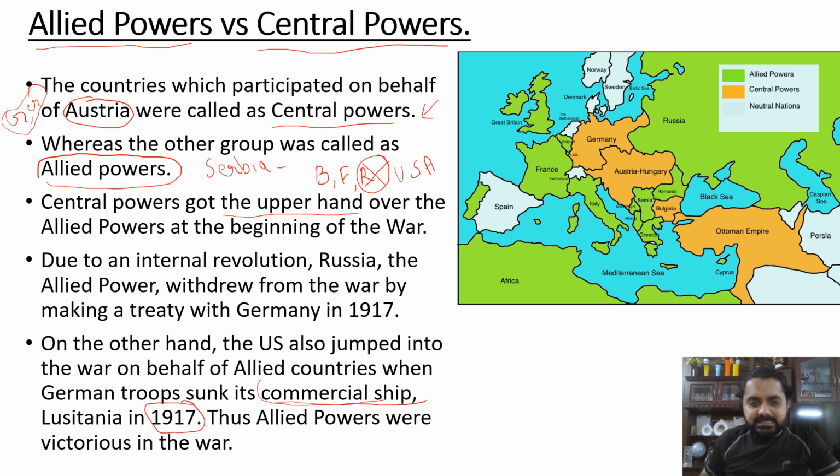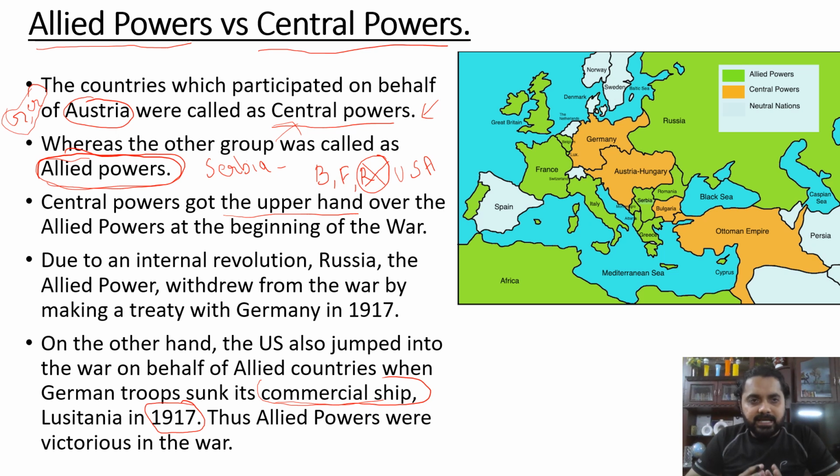Because of this incident, the USA became very angry with Germany, so it decided that it shall teach Germany a lesson. So it immediately joined the elite powers, and it became ready to fight against the central powers, in which there was Germany. So this is how the parties were aligned in World War One.